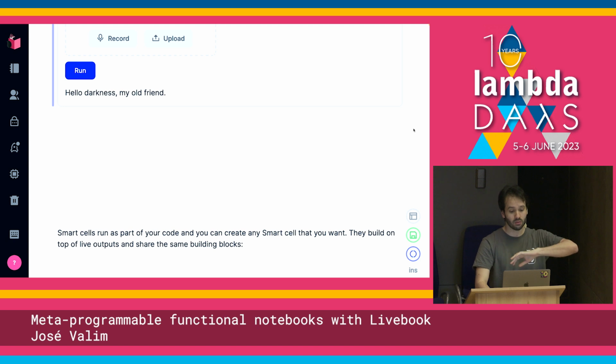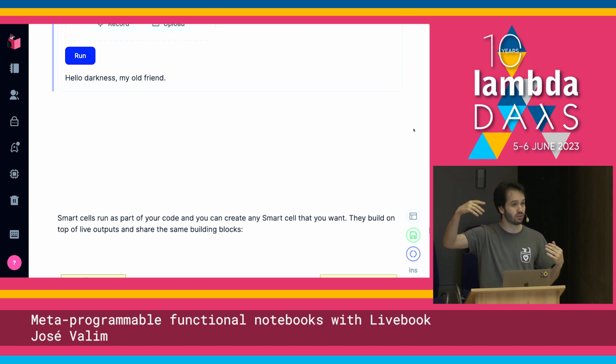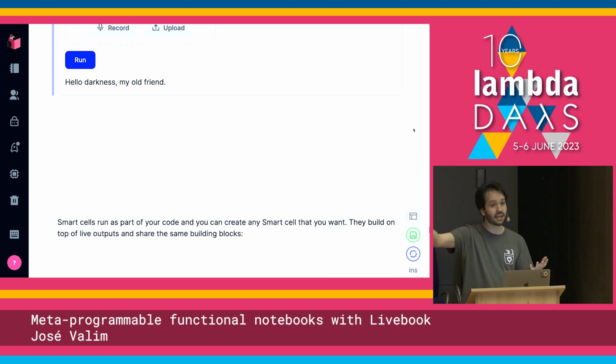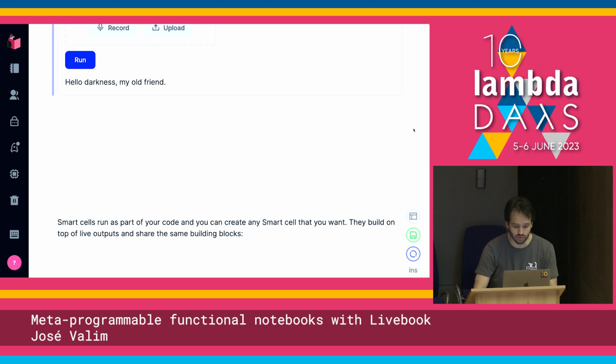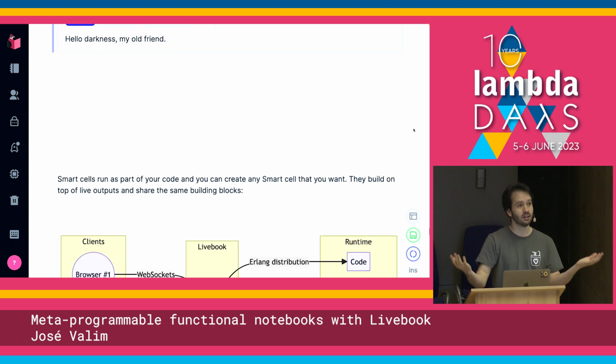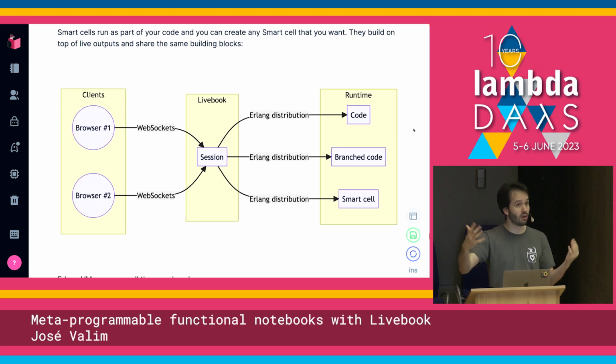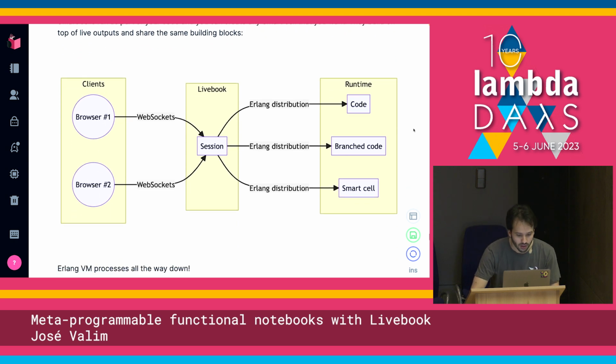And you can build any smart cell that you want, and you can upload it as a package to the Elixir package manager, and anybody can install it, and now they have that workflow too. So if you have a library in Elixir, it can be a great way to teach other users how to use your library. And just going back to the architecture.